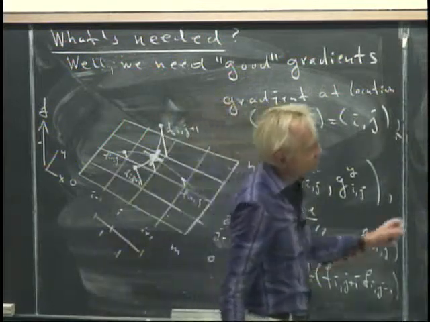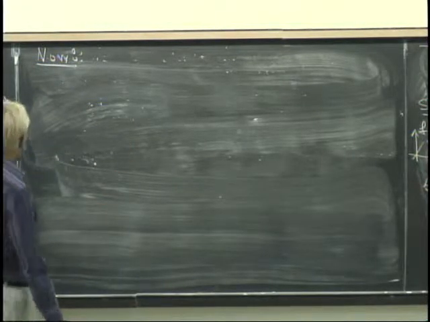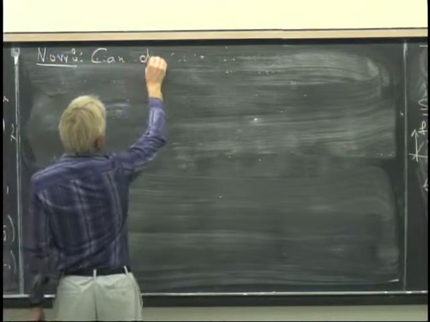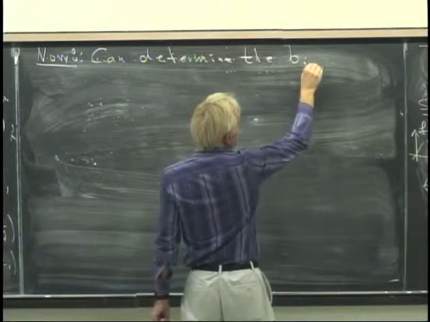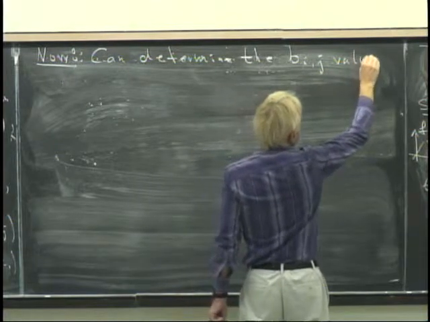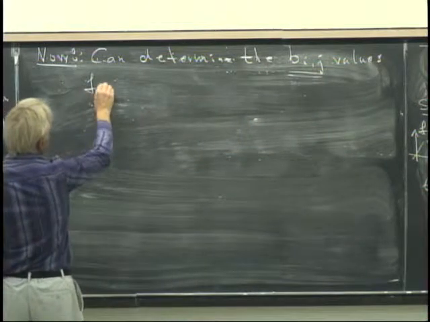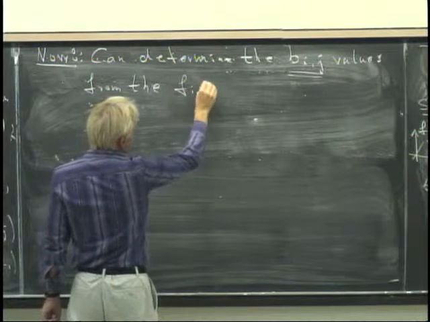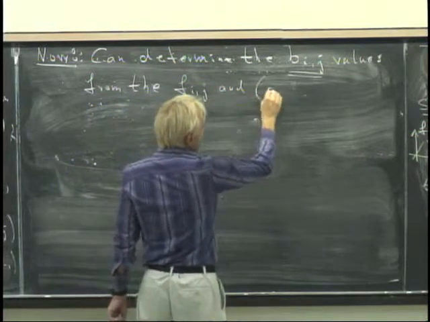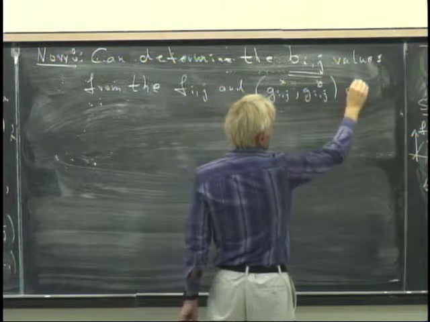So from this, I want to get the coefficients. Now what can I do? Now I can determine the bij values from the f's and the g's. I can determine the bij values, the coefficients, from the fij and the gradients gijx, gijy data.